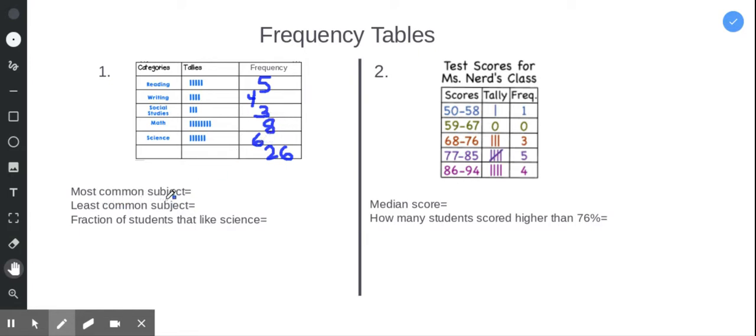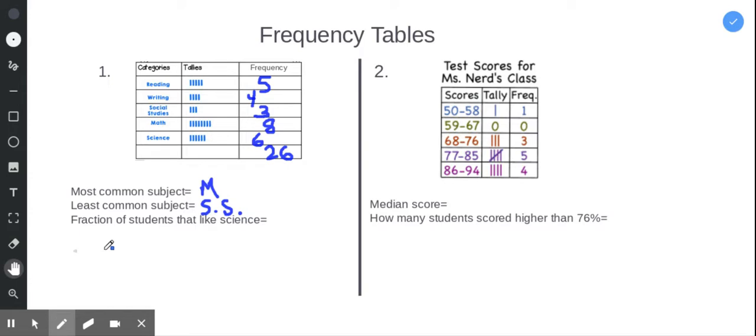So the most common subject that people liked, math had a total of 8. That was the most. So math, we'll say M for math. Okay, the least common subject people like, 3 was social studies. Sorry, Mr. Bradley. Okay, in this survey at least. Sure, not our lovely students.